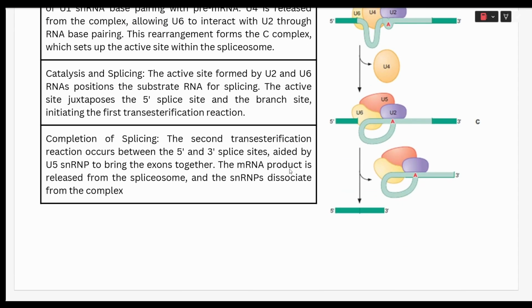So there is something else here that I'm just going to mention. It is not related to the splicing machinery. The splicing enhancers are also a thing. They enhance the splicing process. Splicing enhancers, right?